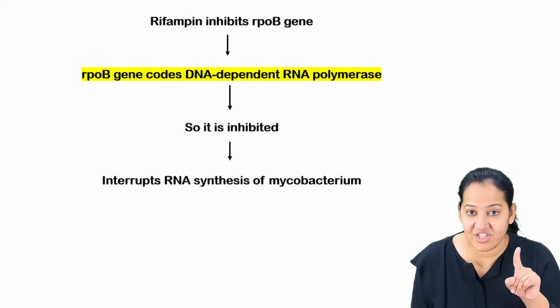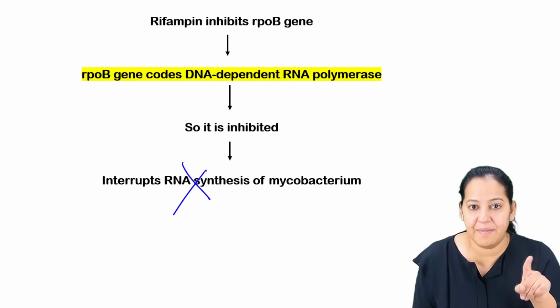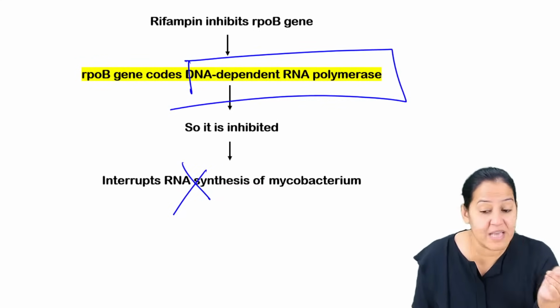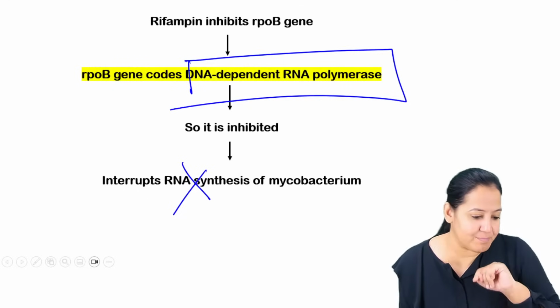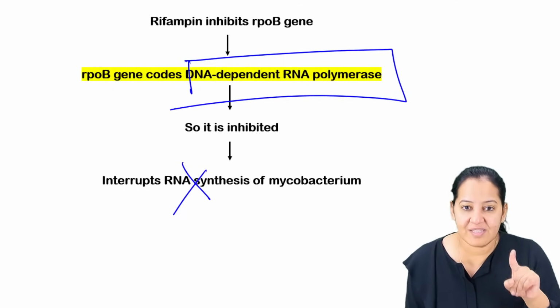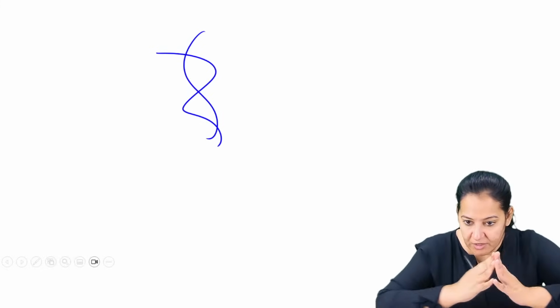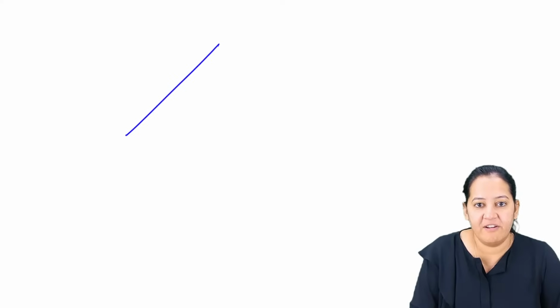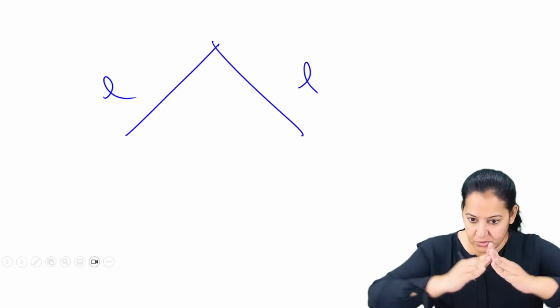And what is the mechanism of action? It inhibits RNA synthesis by inhibiting an enzyme, DNA-dependent RNA polymerase. It is not RNA-dependent DNA polymerase. Please mind my words. For synthesis, you want to convert this to double-stranded DNA. First, the 2 strands of the DNA will separate. One will be the leading strand, one will be lagging.